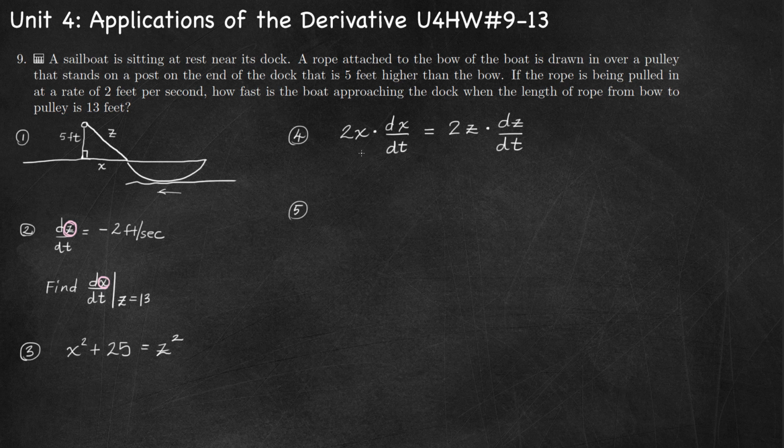So the first thing I need to substitute in for is x. Well, what is x? We still need to find it. We know that we're looking for the derivative at one specific moment in time. That's when z equals 13. So at the moment in time when z equals 13, this becomes a right triangle with leg 5 and hypotenuse 13.